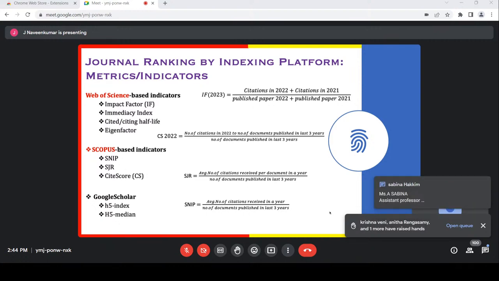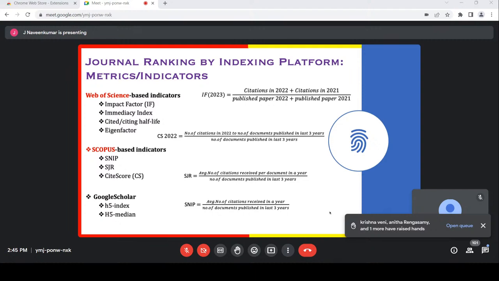Now next we have the ranking of the journals. We have these metrics, and one is the impact factor. These metrics help you understand how the ranking is done. I've displayed some equations, which all talk about citations.